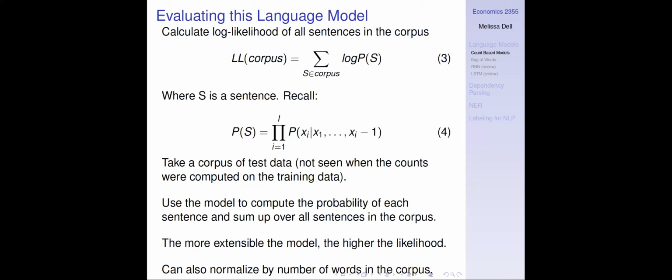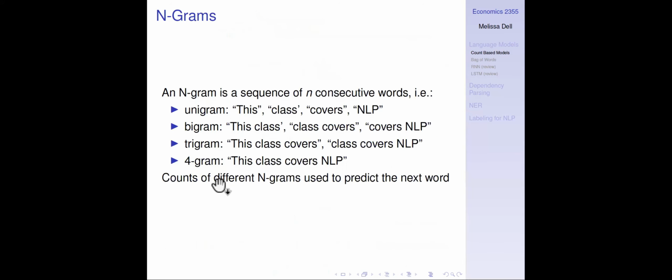Whereas if you've trained your model on different text and it hasn't really been exposed to things like what it's seen in your test data, then it's going to give a lower probability. Or if your model's doing a good job, but your test data is full of grammar errors or whatever, that should give a lower likelihood. And so that's the basic idea. You can also normalize by the number of words in the corpus.